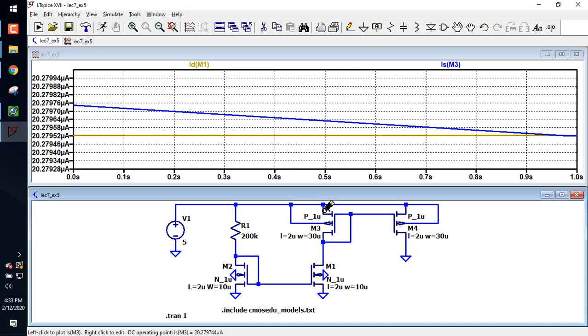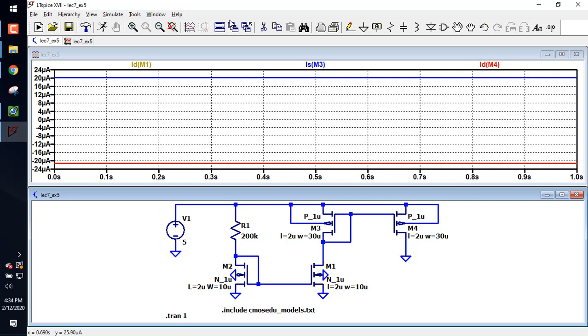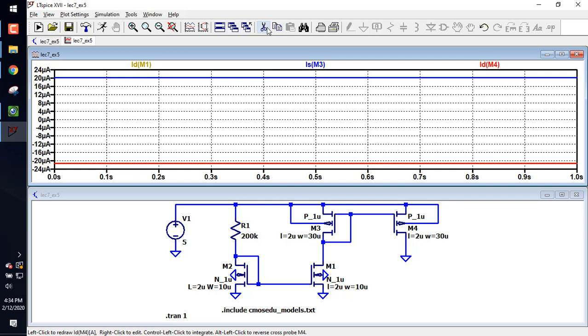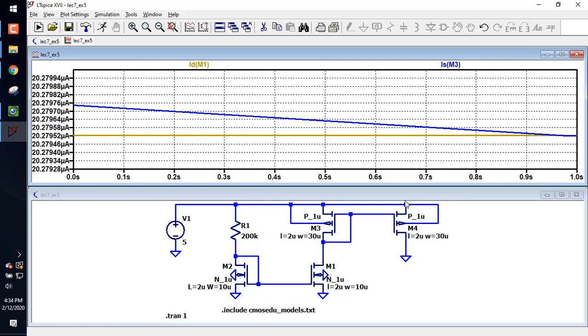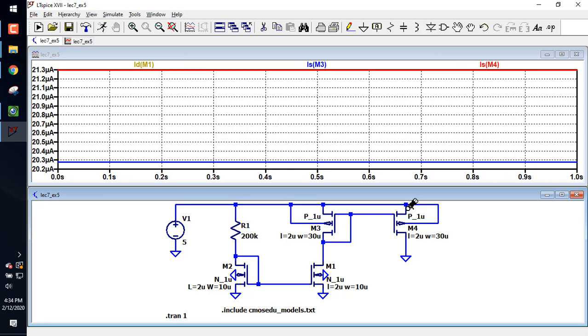All right, does everybody see that? They're 20 microamps. And then if I go over here, which do you think is going to have a higher current, this one or this one? Why? Larger VSD. Let's plot it. Yep, 21.3. All right, does everybody see how I did the current mirrors there?